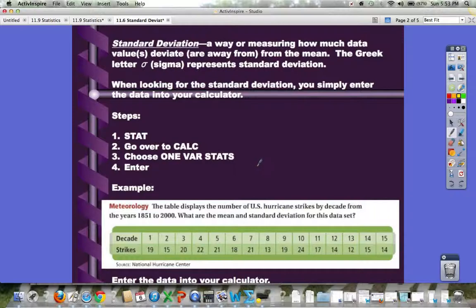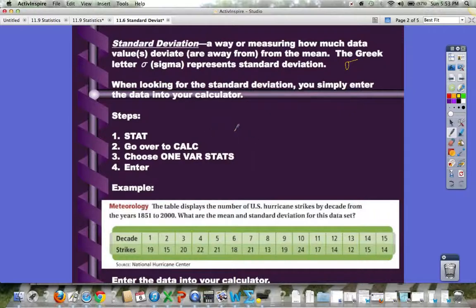Standard deviation is a way of measuring how much data values deviate or are away from the mean. The Greek letter symbol, a funky little zero with a little tail, is called lowercase sigma, and that represents the standard deviation. So whenever you see this little symbol, that means sigma, and that stands for standard deviation.